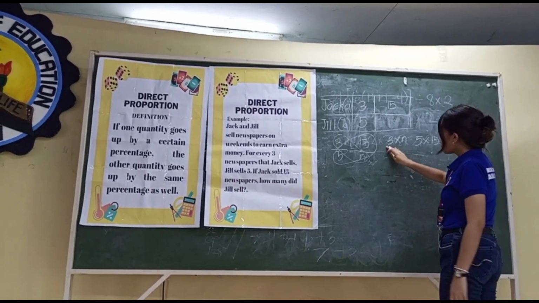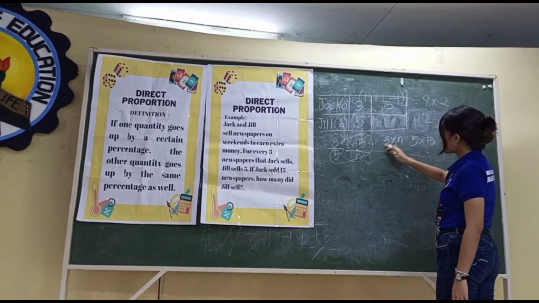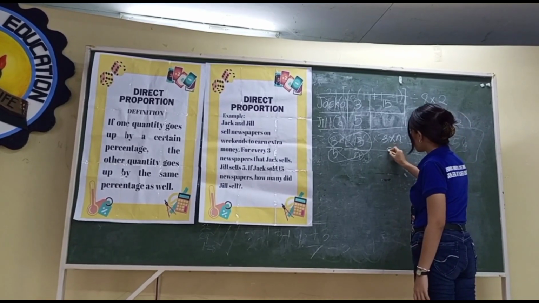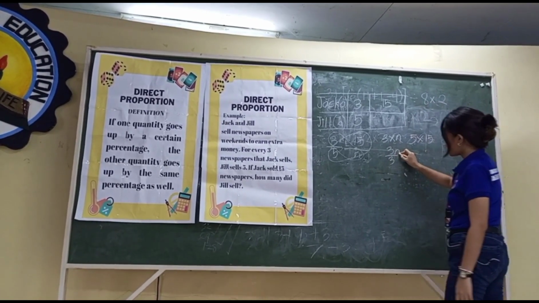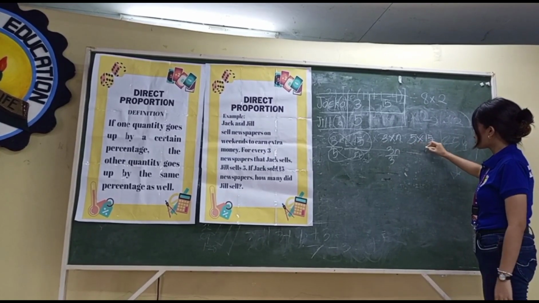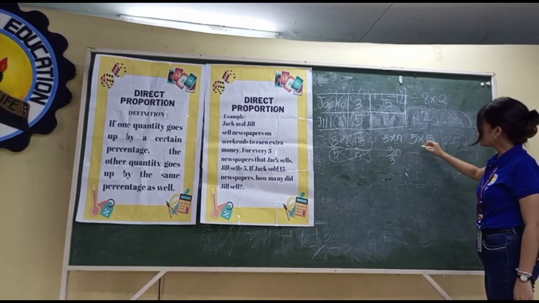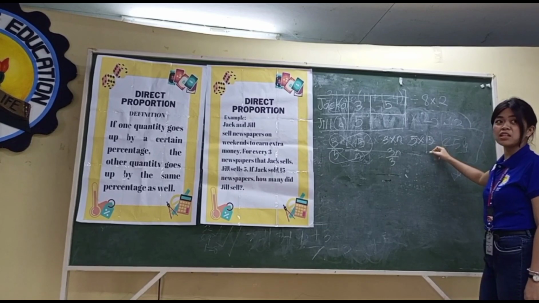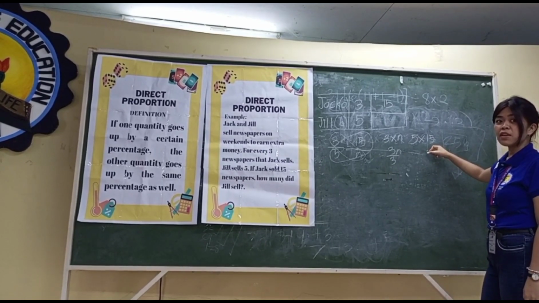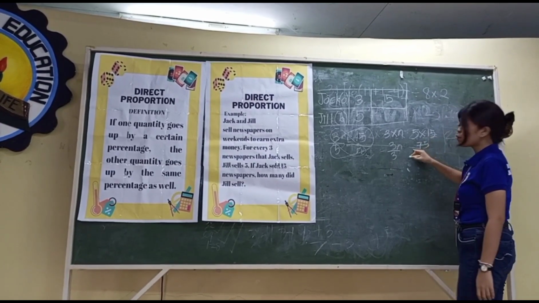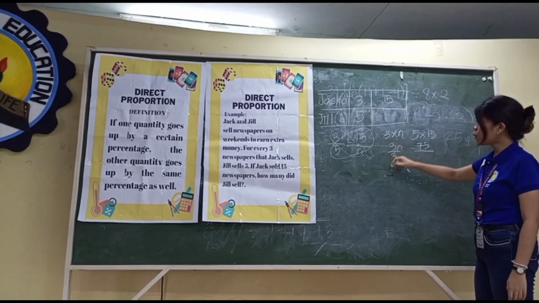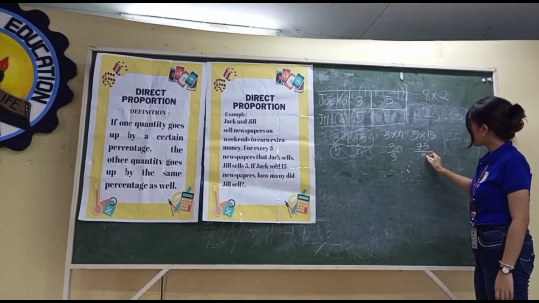Now, let's multiply. 3 times 10, so 3 over 3. And then 5 times 15. When we do this, 5 times 15 is equivalent to 75. Very good. We'll write 5 and then multiply by 3.